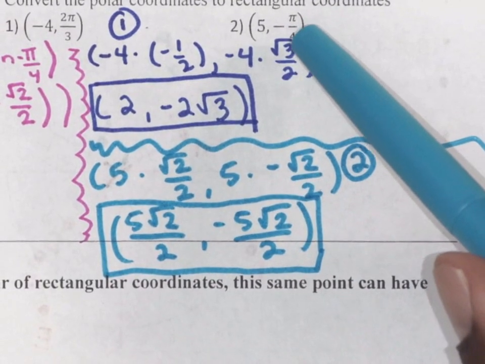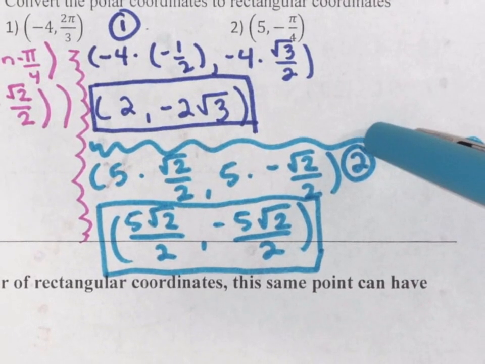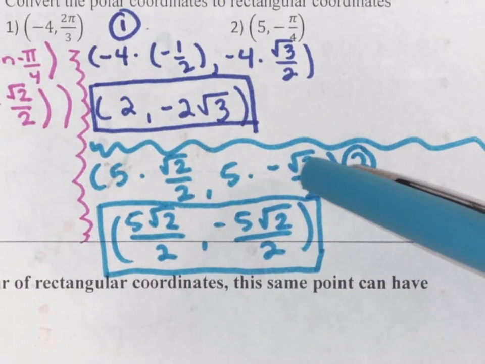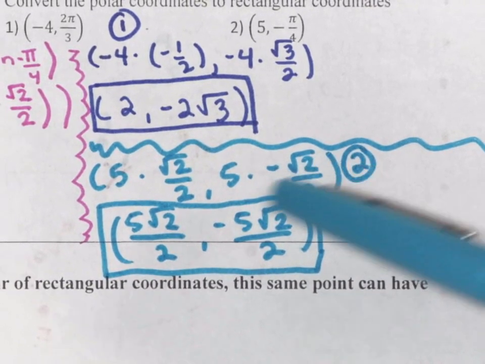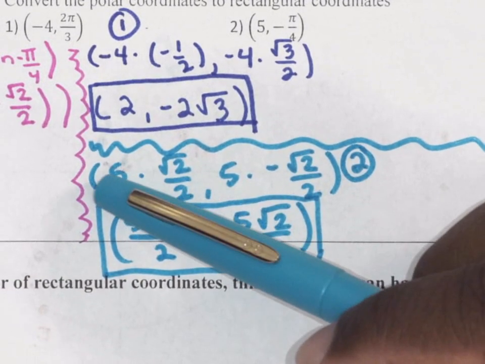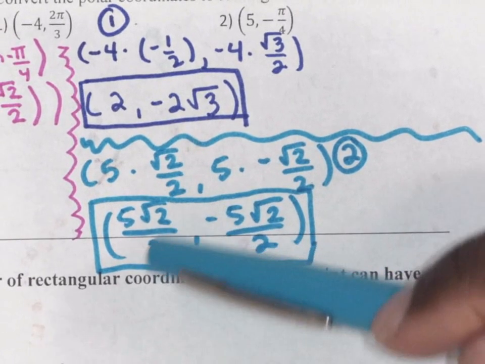This angle's in the fourth quadrant. I go clockwise, 45 degrees. So it's in the fourth quadrant. And in the fourth quadrant, cosine's positive, sine is negative since I'm down. So that's why I chose those values. And then I can't simplify 5/2 and get a whole number, so I just leave it as a fraction.